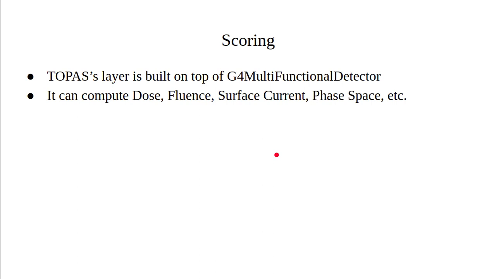Now comes the final part, where we want to do the scoring, or measure whatever we have defined. We define the geometry and the physics. After that comes the measurement section. So the TOPAS layer is built on top of the G4 multifunctional detector of GEANT4, which basically helps to compute the dose, fluence, surface current, phase space, and many other quantities. So you can use them to score things based on your preference.